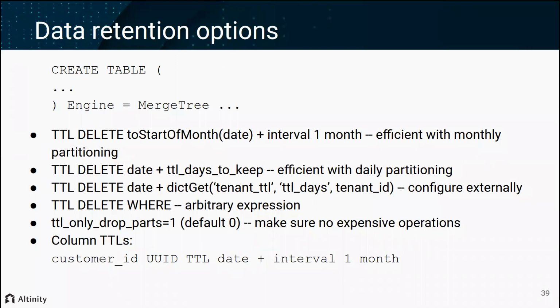In addition to table level TTLs, you can specify column level TTLs. For example, you may have a table that keeps some marketing data, and you don't want to keep your customer ID for longer than 1 month, but everything else you may want to keep for 1 year, for example, if you have some models that require more data. And you can do it in ClickHouse, just defining the column level TTL expression like shown here on the slide.